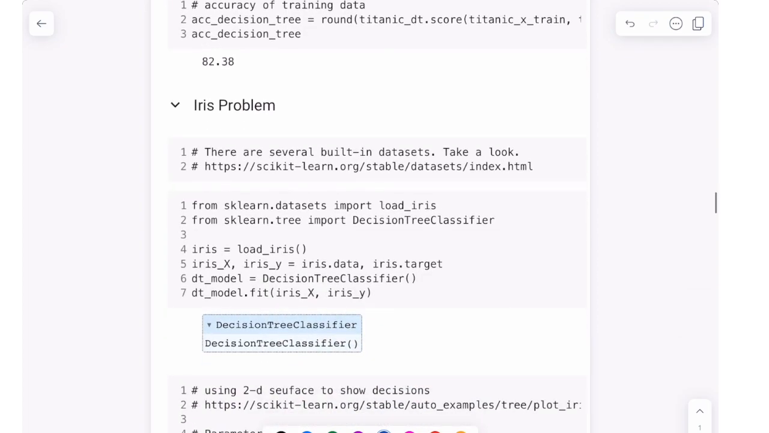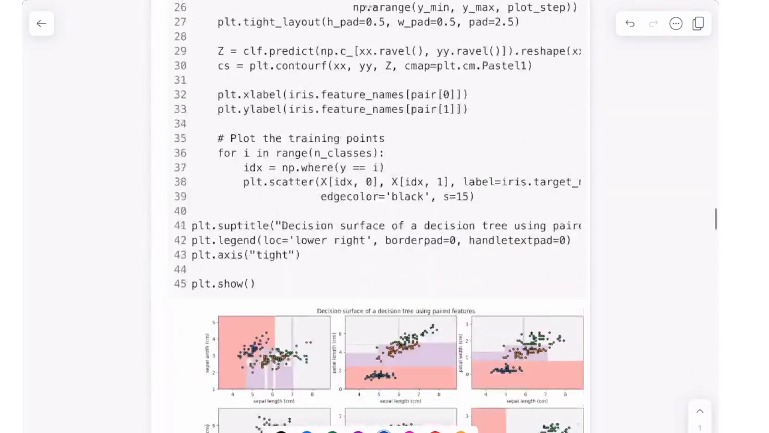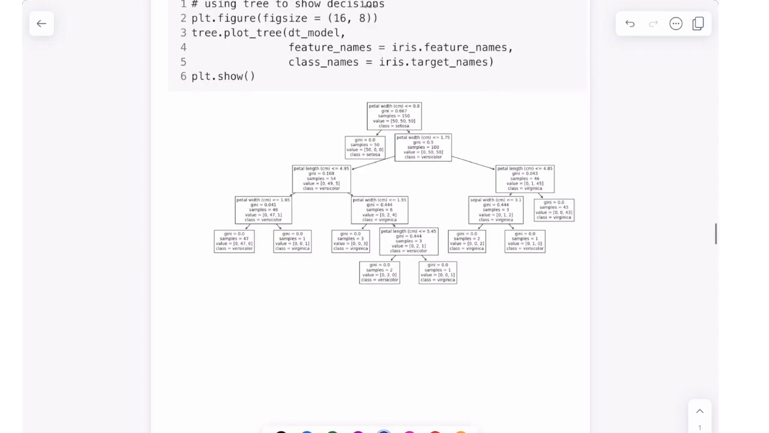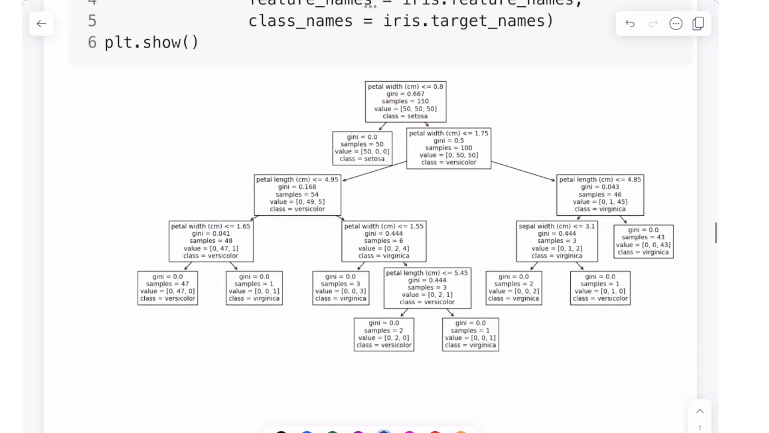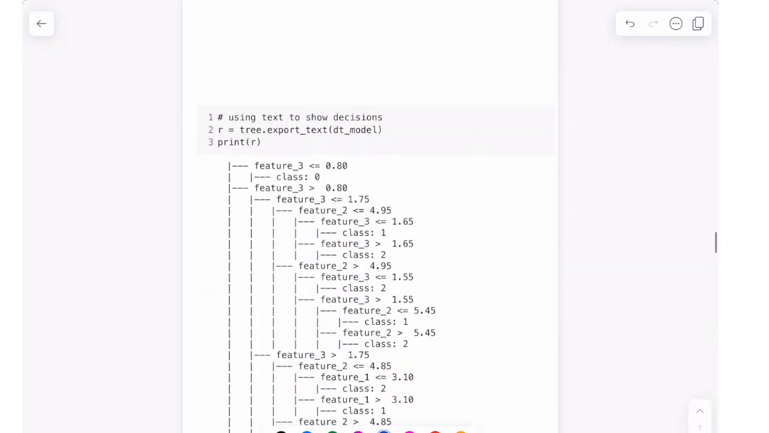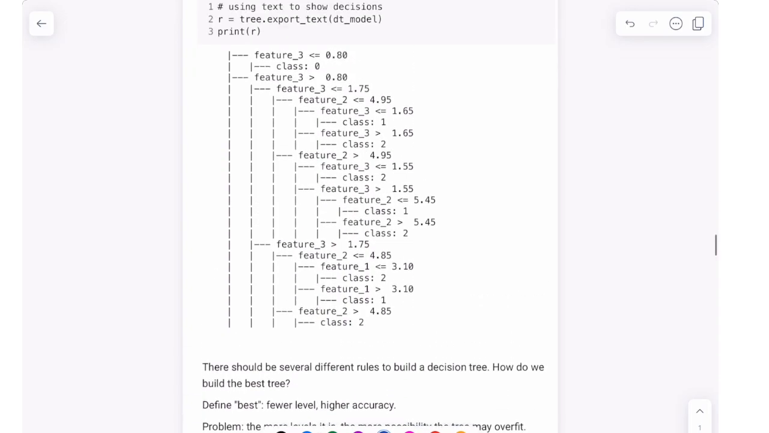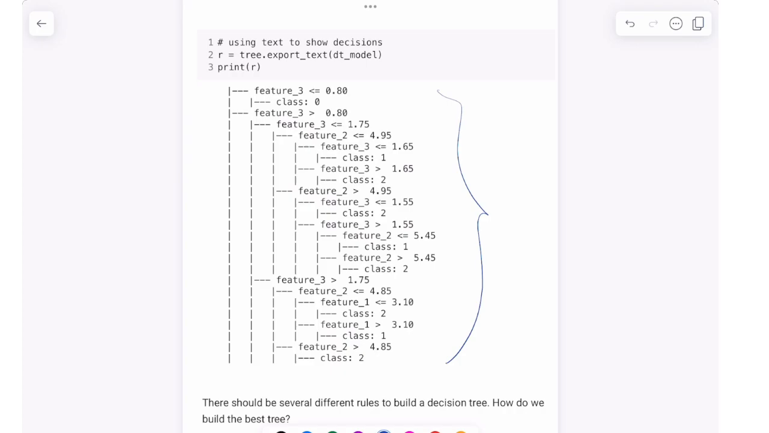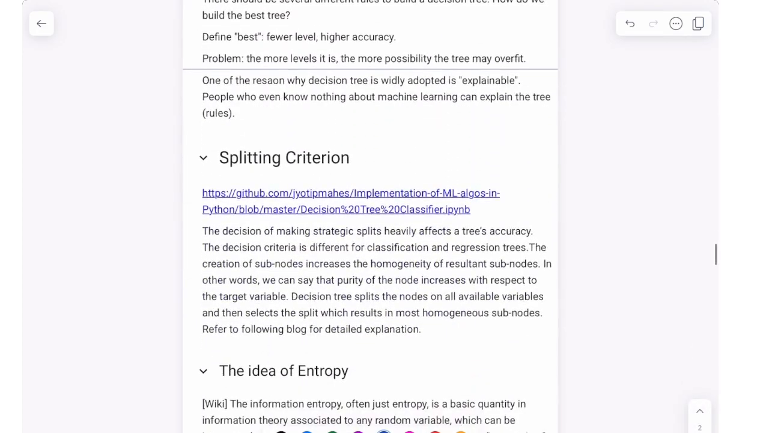And again, you can use the Iris dataset to do a decision tree classifier. So again, here's the result and here's the result. It's the same. You can take a look at those things by yourself. You can draw a tree like this one. It's just another kind of representation.